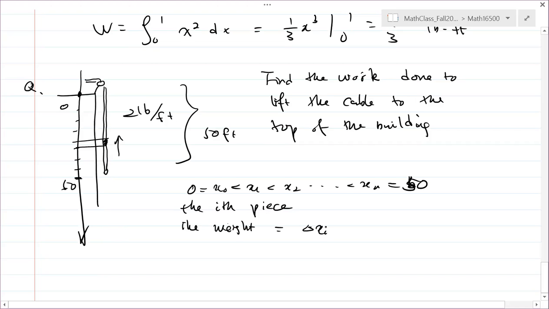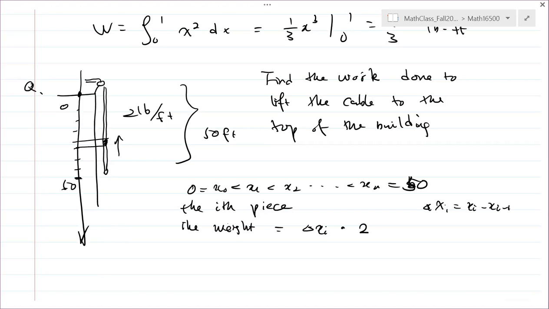The length times 2 pounds. 2 pounds per foot is the density of that cable. So delta xi is going to be xi minus xi minus 1, right? All right, so that is the weight.